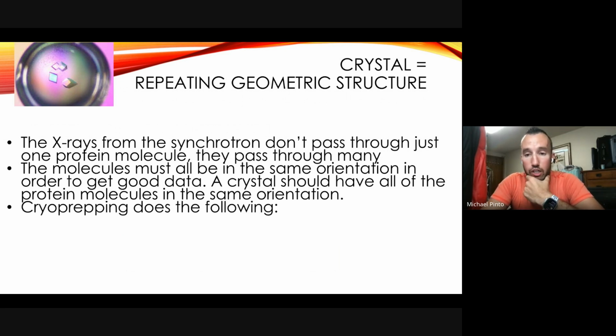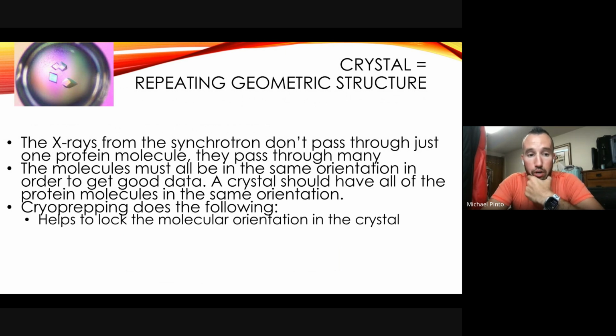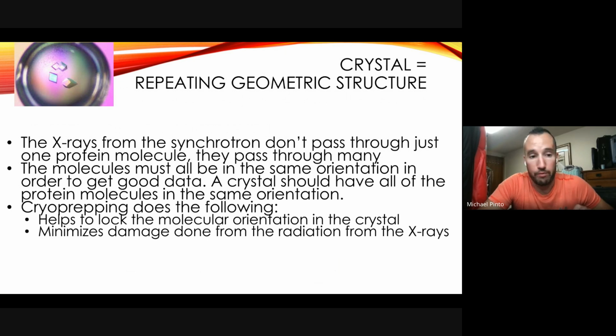Cryoprepping does this, and it does the following as well. It helps to lock that molecular orientation in the crystal, so that every single protein molecule in that crystal is oriented the same way. When the X-rays travel through that crystal, and we're going to go over that in more detail down the road, they're deflecting in the same way, no matter which protein molecule they hit. Everywhere in that crystal, all the protein molecules are oriented in the same way.